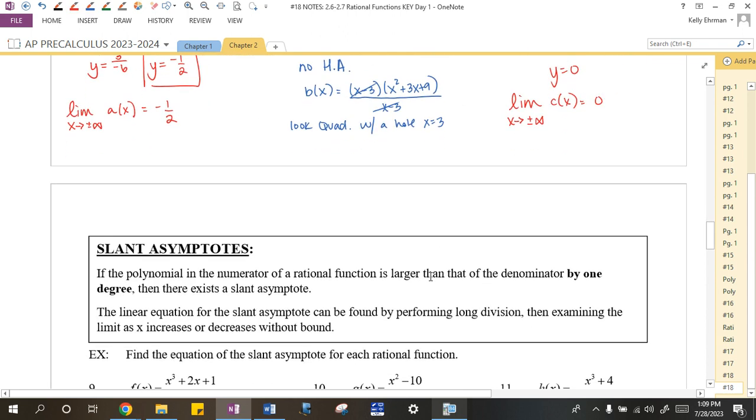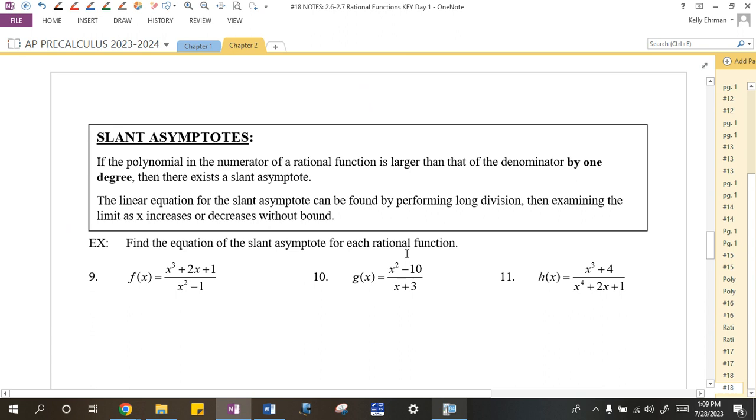All right, last thing for today, slant asymptotes. So I just got done saying if you have a top-heavy rational function, there's no horizontal asymptote. It doesn't mean there's no asymptote at all. So there's a special case. If the polynomial in the numerator is larger than that of the denominator, so top heavy, by 1 degree, then there exists a slant asymptote.